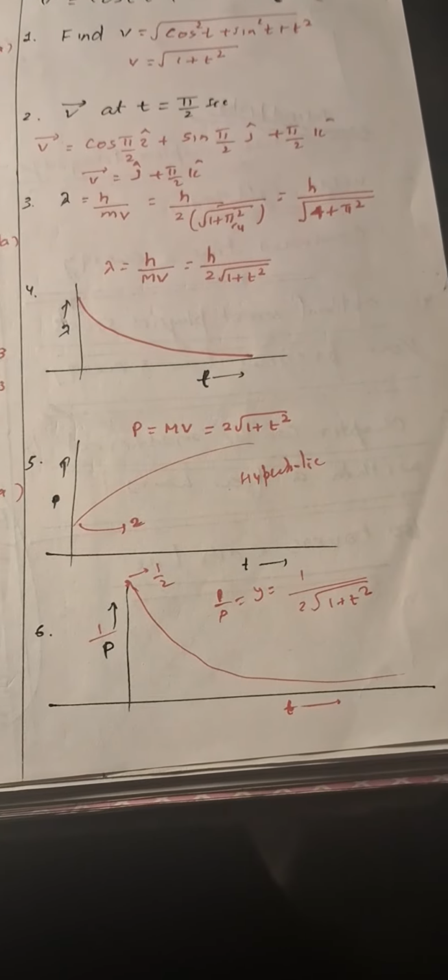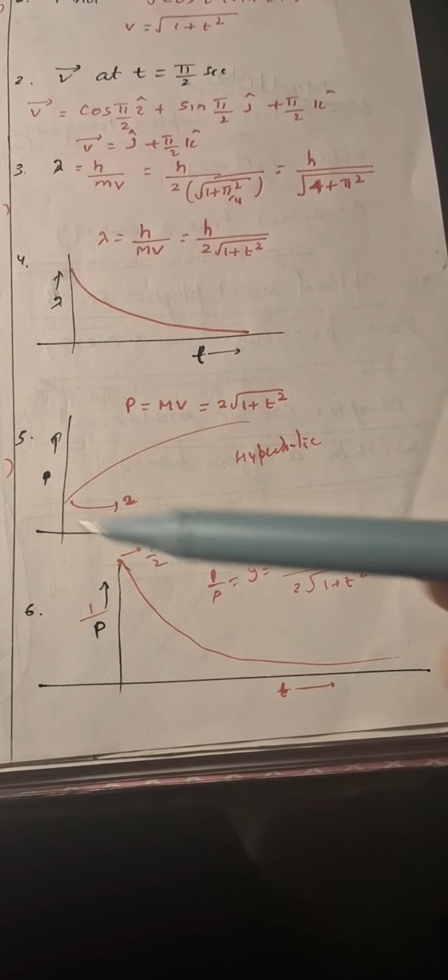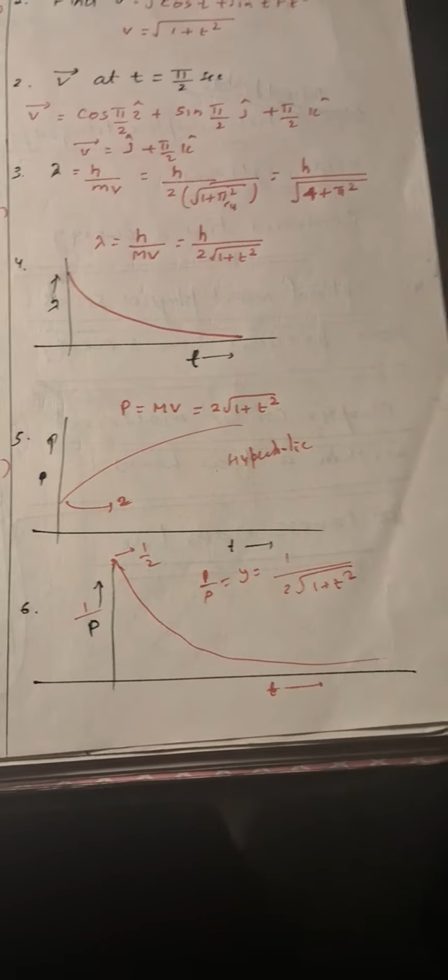Similarly, if we draw a graph between 1 by p and t, the graph will be 1 by 2 root 1 plus t square, so it will also be 0 at infinity, and initially it will be maximum.